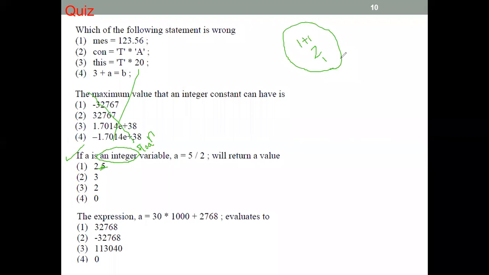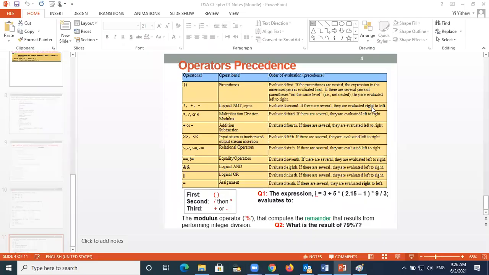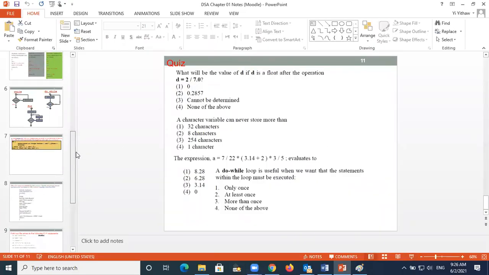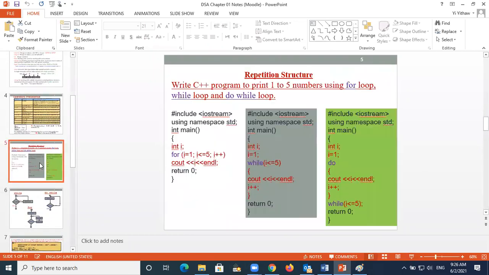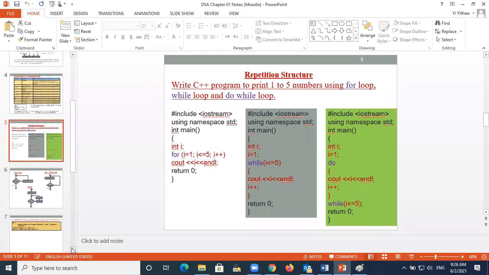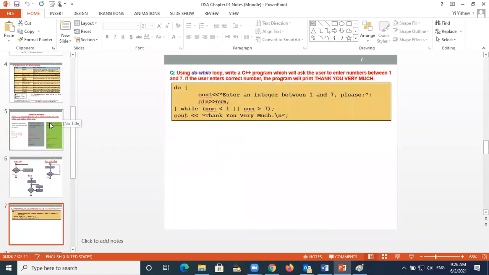Okay, so now let's go for the other 5 marks. As you know, it is going to be the program. I want to give more emphasis on those 5 marks. As you know, it is coming from this slide and this slide. So there will be 2 programs.